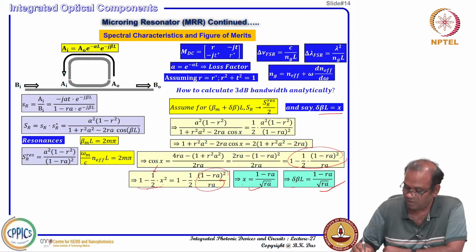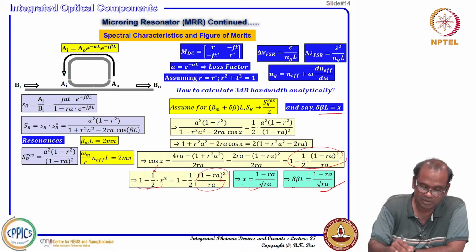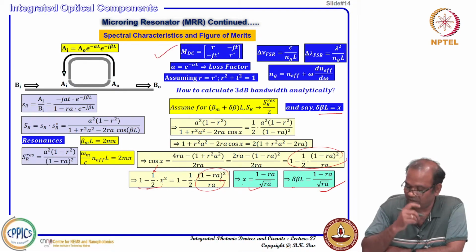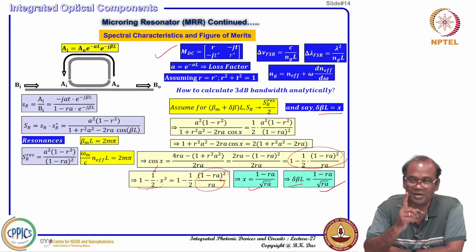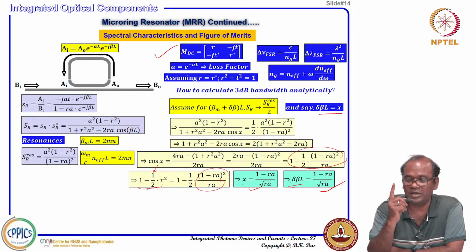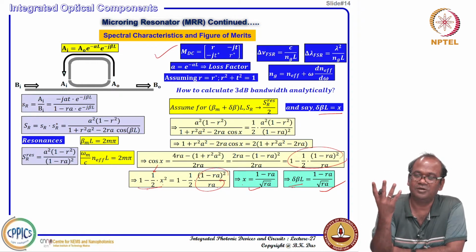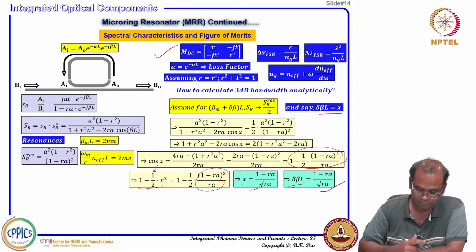Now, if my delta beta L exactly matches this, with R and A known depending on the waveguide parameters, what is the loss factor and what is the self-coupling coefficient for the directional coupler, all these are known, then I know what delta beta L is required so that the power inside the cavity drops to half of what you would expect at resonance. At resonance you expect maximum storage. So, if we detune delta beta L, things will drop to half.